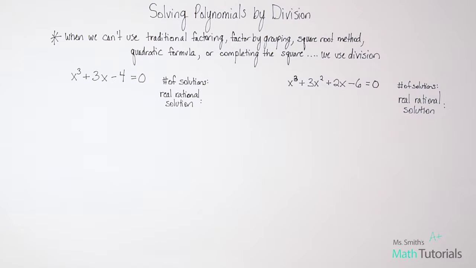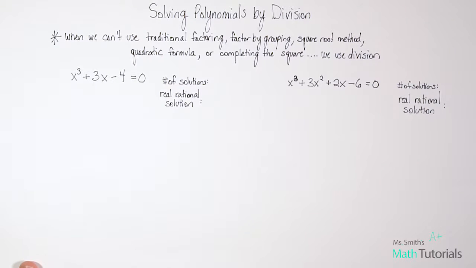When we can't use the quadratic formula immediately, and we can't use completing the square, again, because these are not quadratics, they're not squares, when none of that will work, we would use division. We're going to use something called synthetic division to try to make these into quadratics so that we can use the quadratic formula. That's the goal here, to be able to solve this.